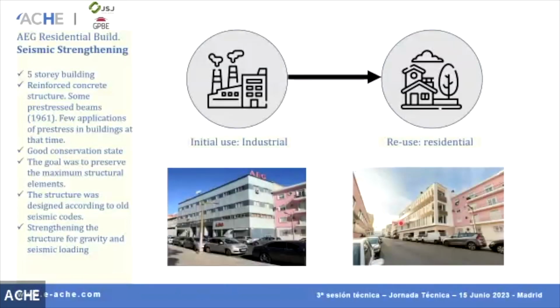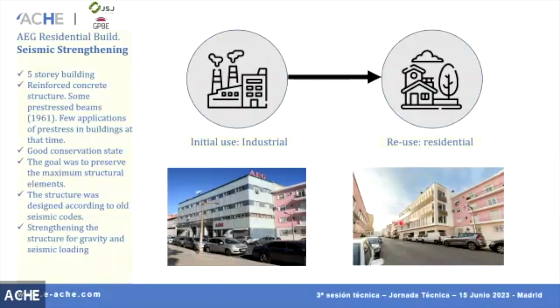It is nowadays. Now regarding strengthening, I will talk a little bit about the building. It is a simple building. It's a reinforced concrete structure that was an industrial building, and now they want it for habitational use. And they have some pre-stressed beams from 1961. The project was from 1958. So the applications of pre-stress in buildings in Portugal at that time, there were not many applications of this. So it was very interesting to study this building.